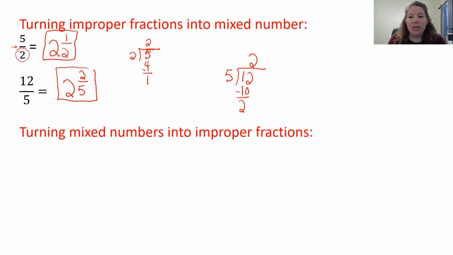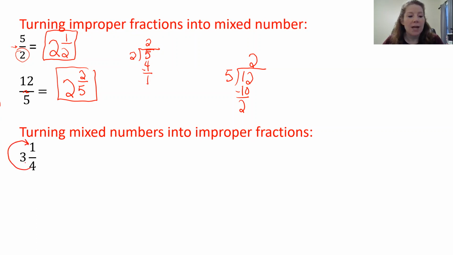All right, now we're going to do the opposite. We're going to take mixed numbers and turn them into improper fractions. I just call this method around the world. I always lose my pen. Where's my pen? There it is. All right, so you're going to start down here at the bottom. You're going to go around the world.